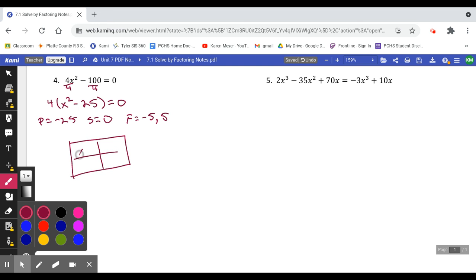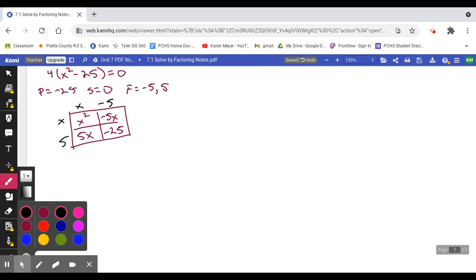So here's my box. X squared, negative 5x, positive 5x, and negative 25. X, negative 5, positive 5. So I'm going to keep my GCF, which was a 4. My first parentheses is x minus 5 and x plus 5. Set the GCF equal to 0. First parentheses equal to 0. Second parentheses equal to 0.